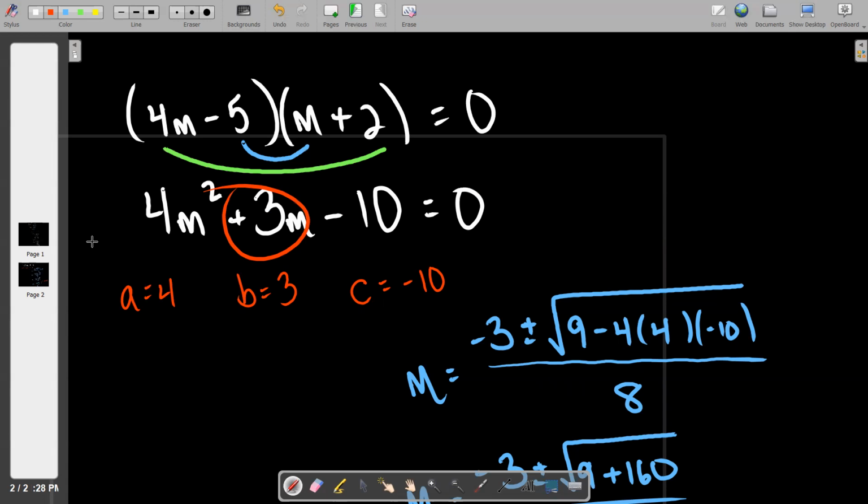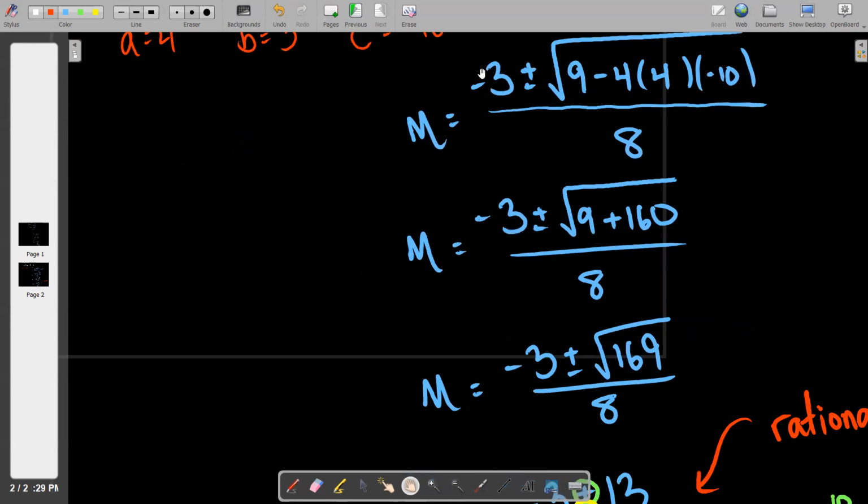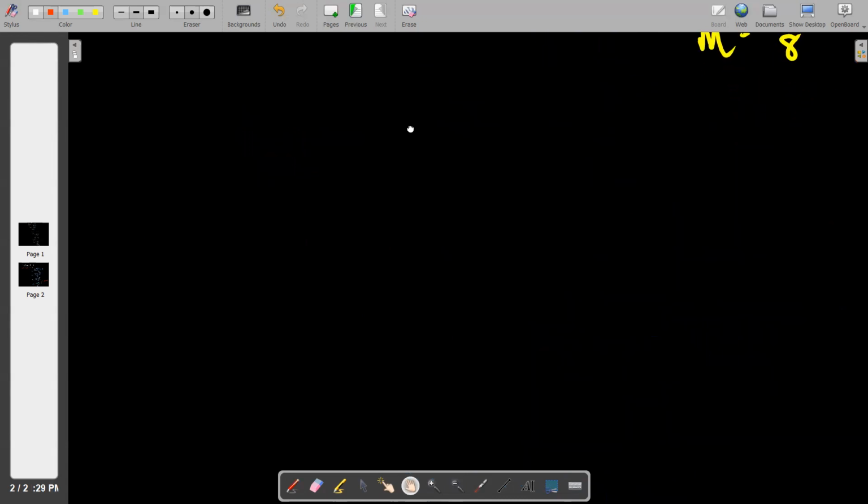So you can always use the quadratic formula, but when it spits out rational answers, it always means that you could have factored from the beginning had you so chosen to do that. Okay. Ready to go again? There's more. Trying to cover all my bases here today.